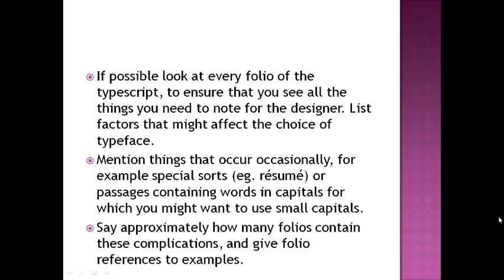For example, special sorts. Special sorts are accented characters in a word. For example, resume contains an accent at the top of both E's. So that is known as accented characters, and that type of word is known as special sorts. So the copy editor should mention things like that, and he should also mention passages containing words in capitals or where you might want to use small capitals, etc.